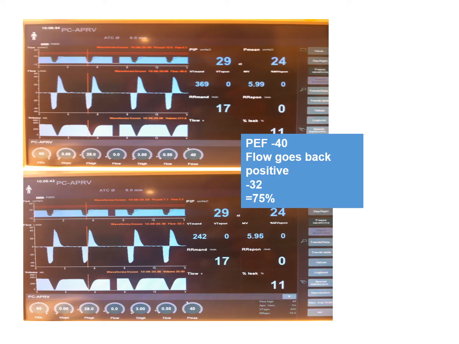After making some adjustments, here we are back at the graph again. With a remeasure, we have a peak expiratory flow of -40. We measure the clip, and we're at -32. That gives us about 75%, so that's a good spot to be at. We would leave it there for this patient.